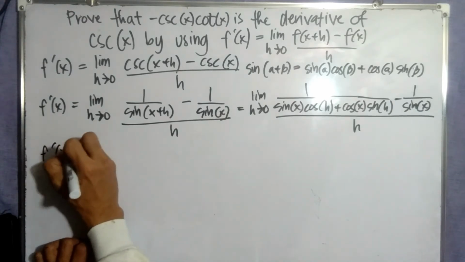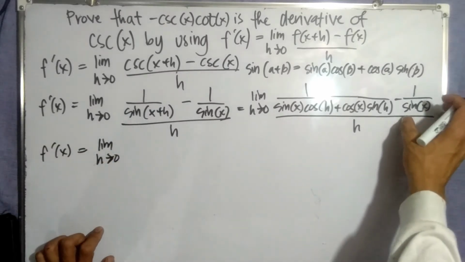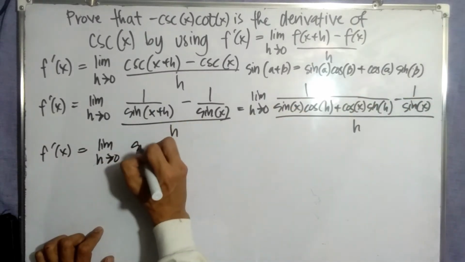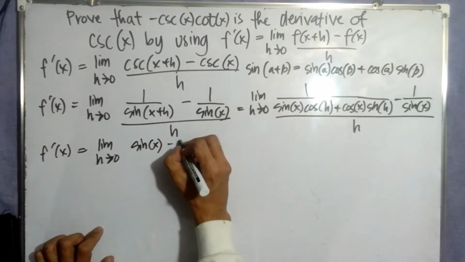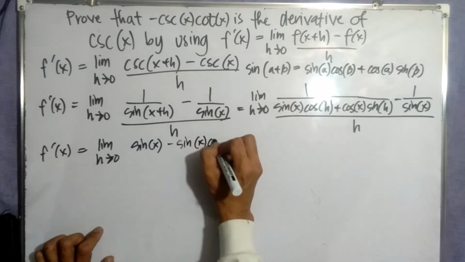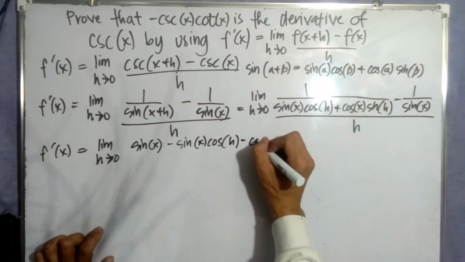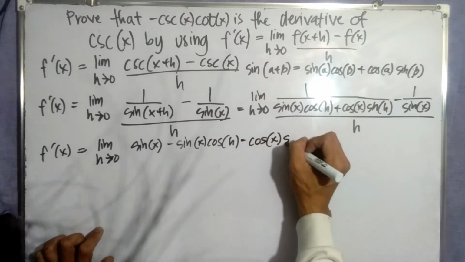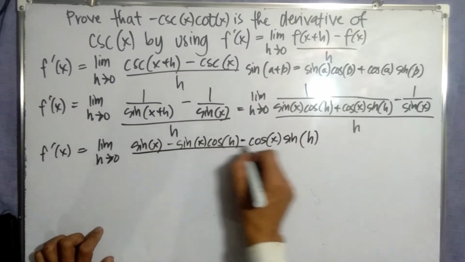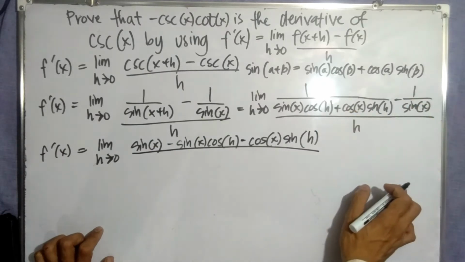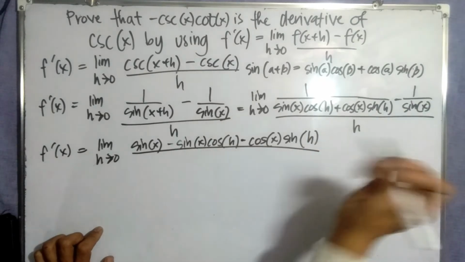Then, f prime of x is equal to the limit as h approaches 0 of sine x times 1 is sine x. This quantity times negative 1 is negative sine x times cosine h. Diretso na, negative times positive is negative cosine x times sine h all over common denominator nila is by multiplying this quantity dito sa sine x.